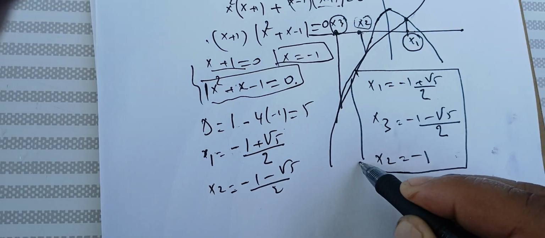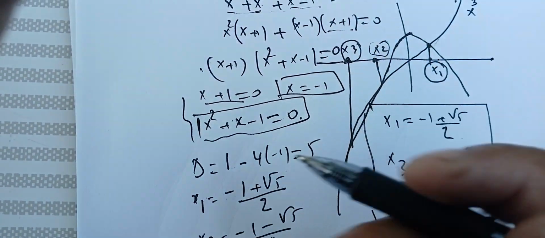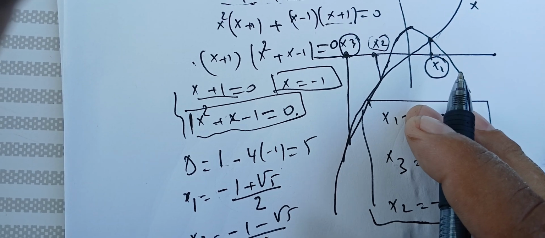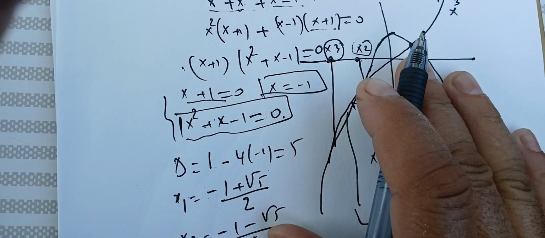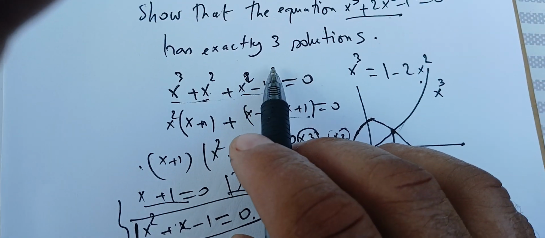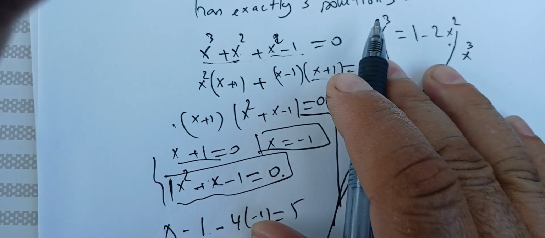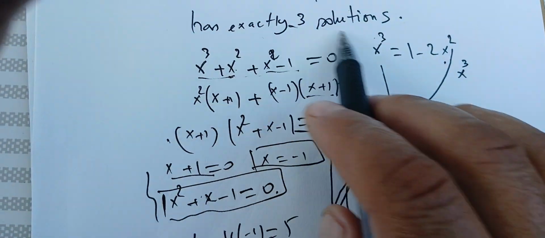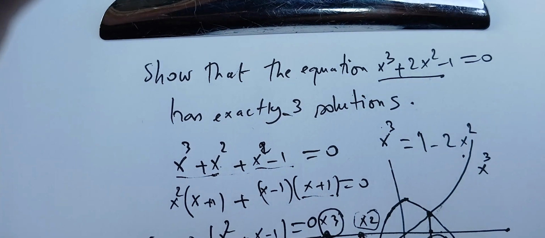Since this is a polynomial of degree 3, it can't have more than 3 solutions, and therefore these are the only solutions, and it has exactly 3 solutions. So using algebra we have shown that we have exactly 3 solutions for this polynomial. Thank you very much.